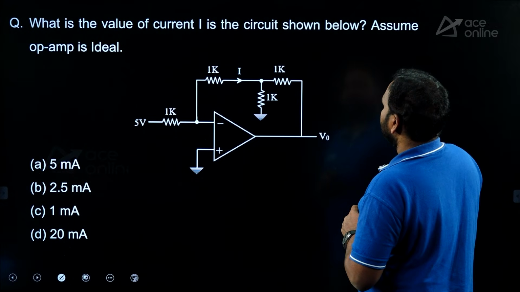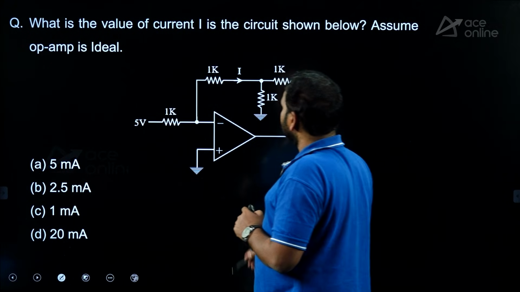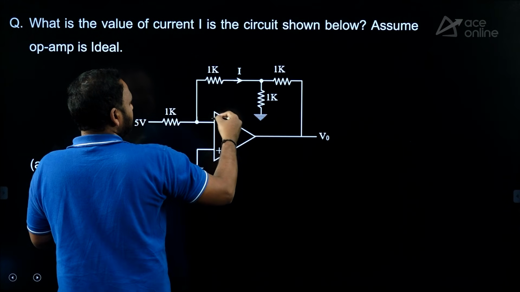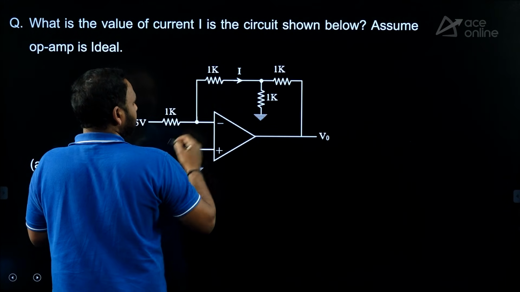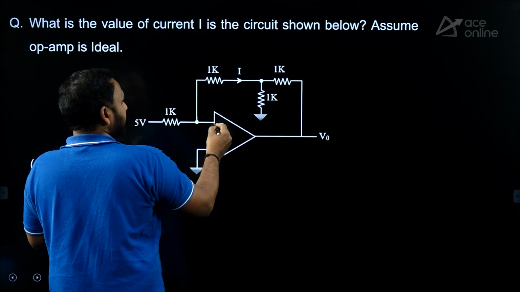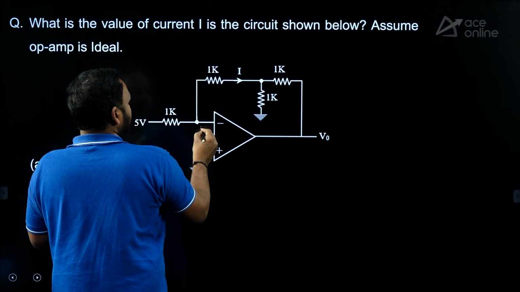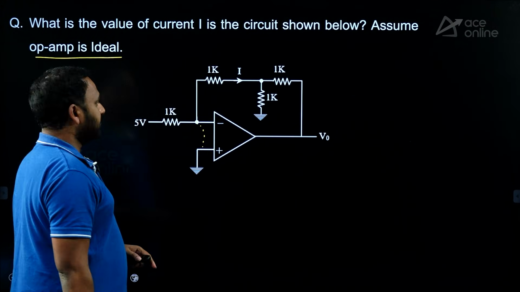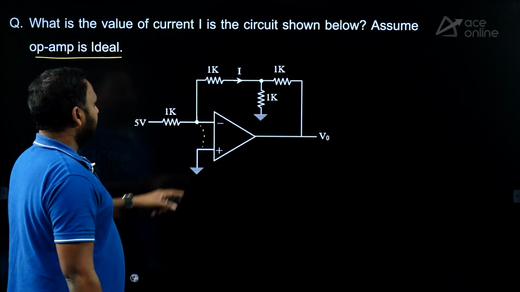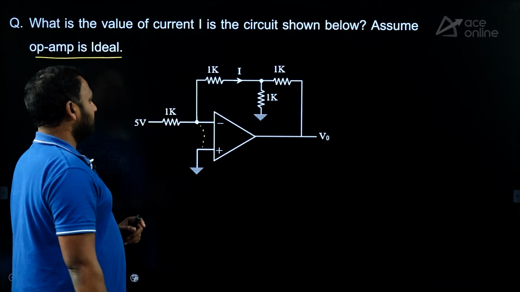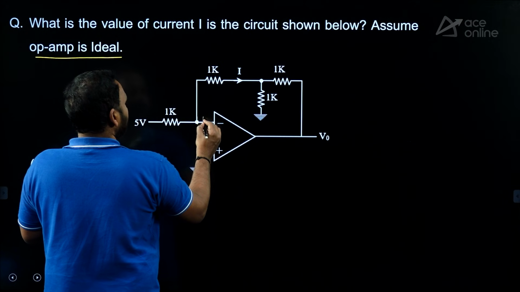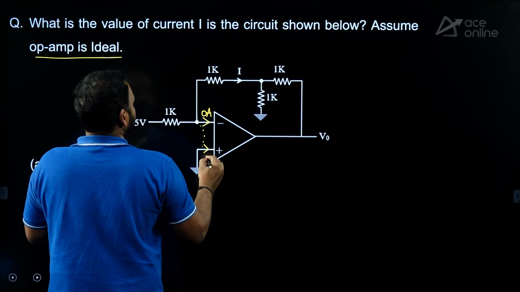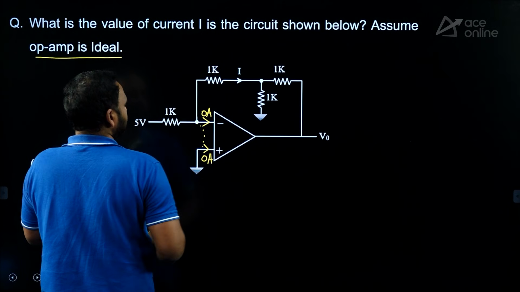What is the value of current I in the circuit? Students are trying to write a node equation at this point, no. This is a closed loop inverting amplifier, okay, and virtual short is applicable. The op amp is what? Ideal. Virtual short applicable. And gain not provided means infinite, you consider open loop gain. Current entering into the op amp is how much? In the ideal case, 0 amperes.